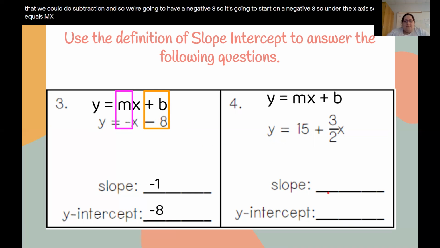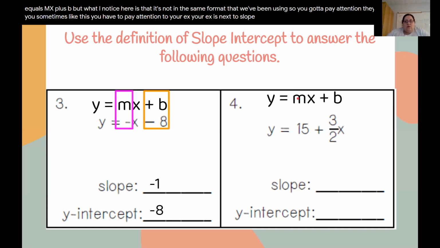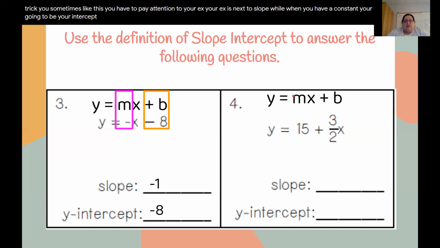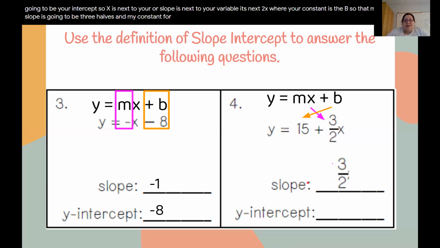So we have y equals mx plus b, but what I notice here is that it's not in the same format that we've been using. So you got to pay attention. They do try to trick you sometimes like this. You have to pay attention to your x. Your x is next to slope, while when you have a constant, your constant is going to be your intercept. So x is next to your slope, it's next to your variable, where your constant is the b. So that means my slope is going to be 3/2. And my constant for my slope intercept is going to be 15.